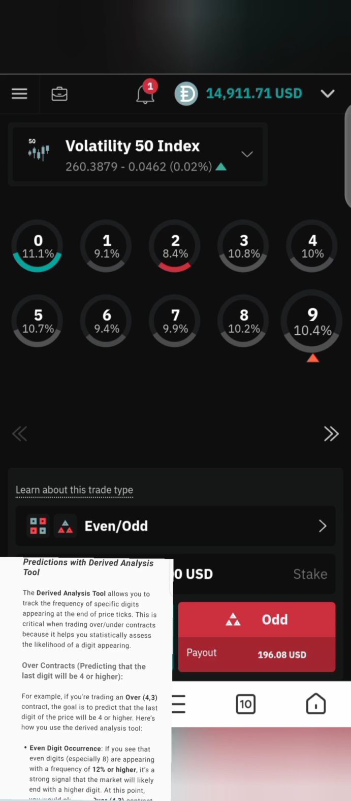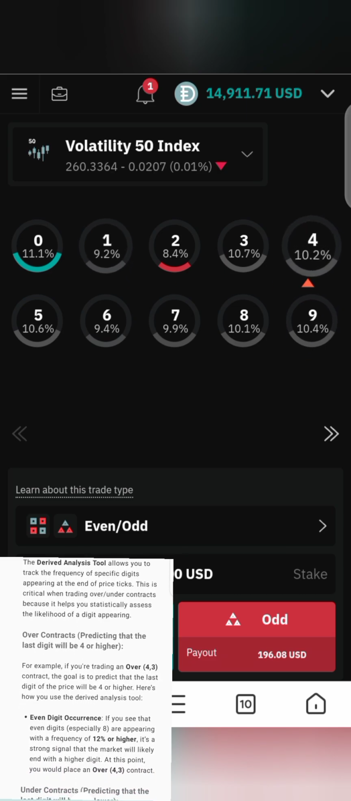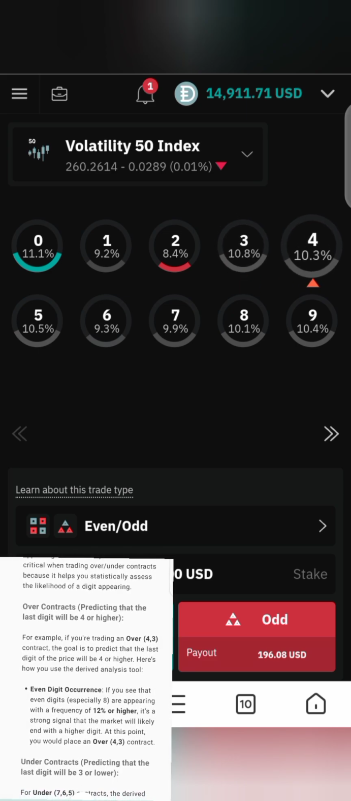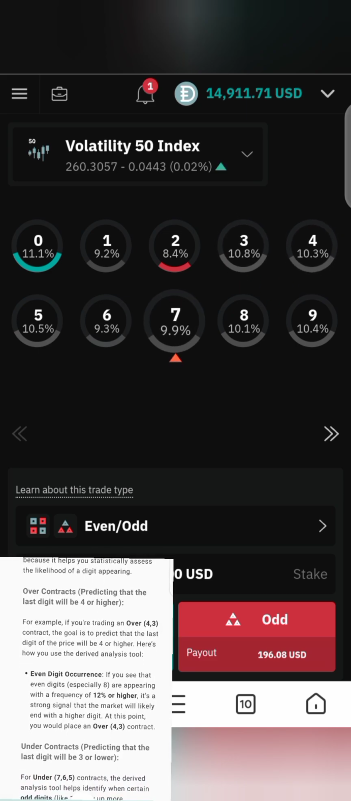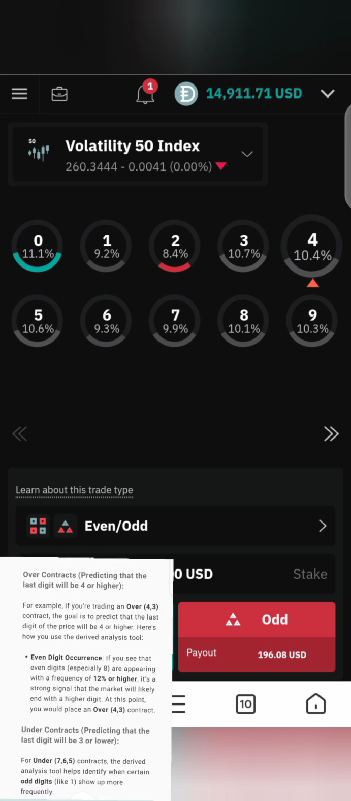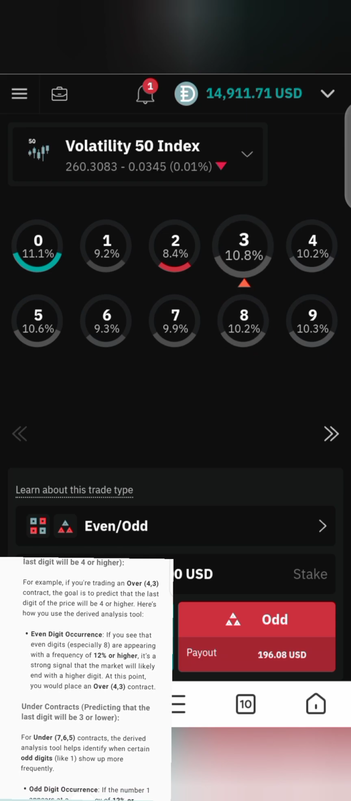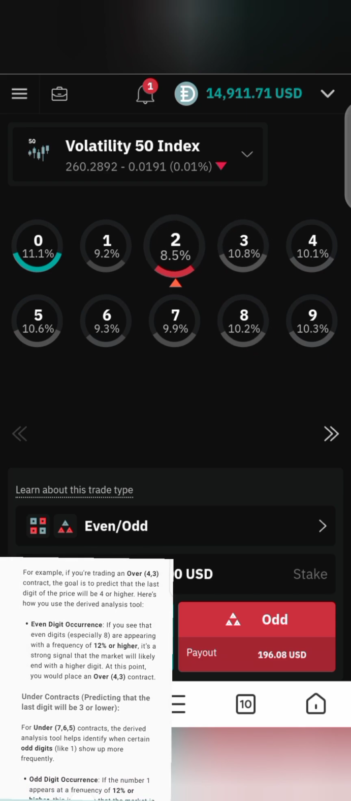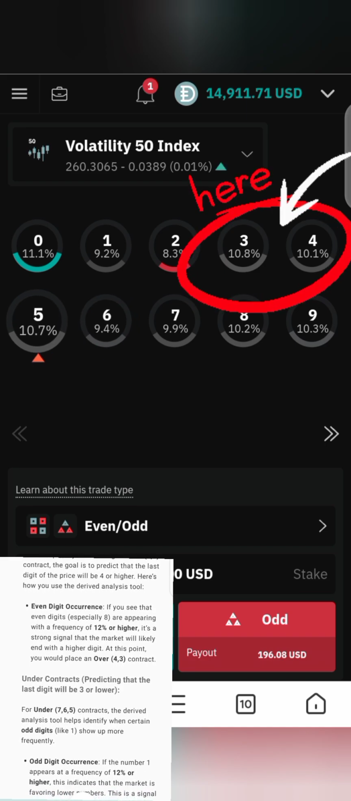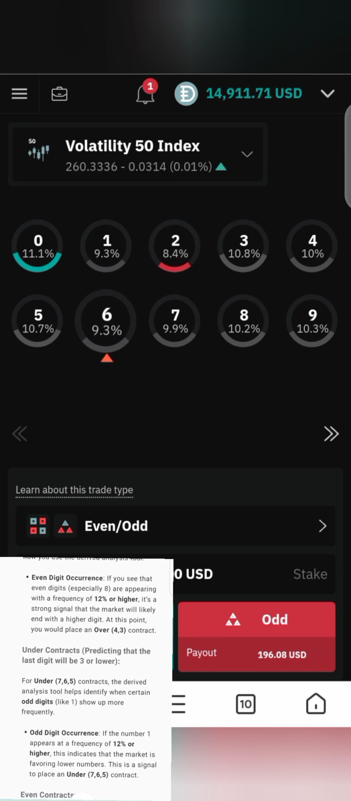4. Incorporating over-under predictions with the derived analysis tool. The derived analysis tool allows you to track the frequency of specific digits appearing at the end of price ticks. This is critical when trading over-under contracts because it helps you statistically assess the likelihood of a digit appearing. Over contracts: predicting that the last digit will be 4 or higher. For example, if you're trading an over 4-3 contract, the goal is to predict that the last digit of the price will be 4 or higher.